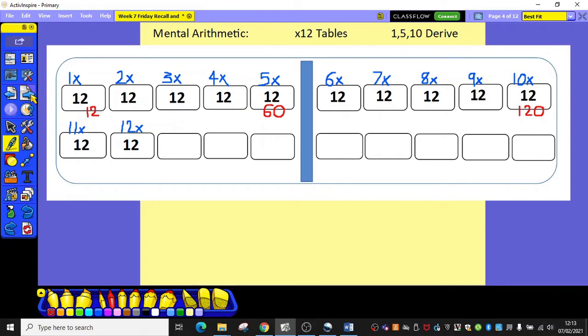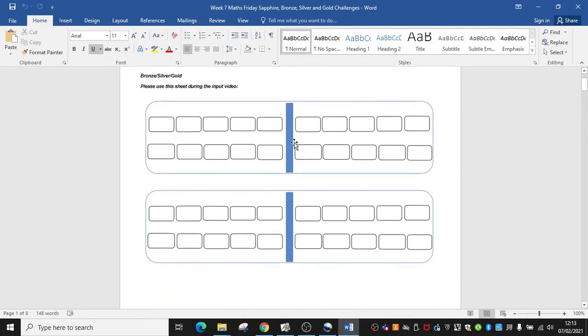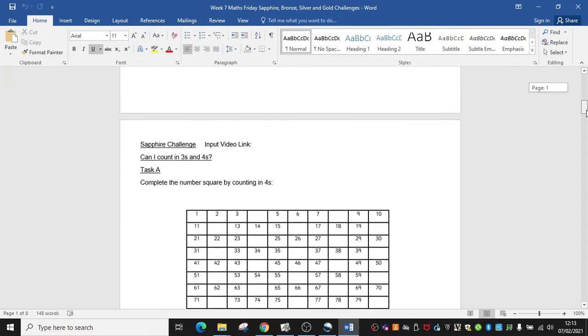I'm just going to show the Sapphire group their problems. You'll notice on today's sheet there are two multiplicand boards because I want you to do one for the 11s, one for the 12s. So you might just want to set those up while I'm just running through what the Sapphire group need to do.